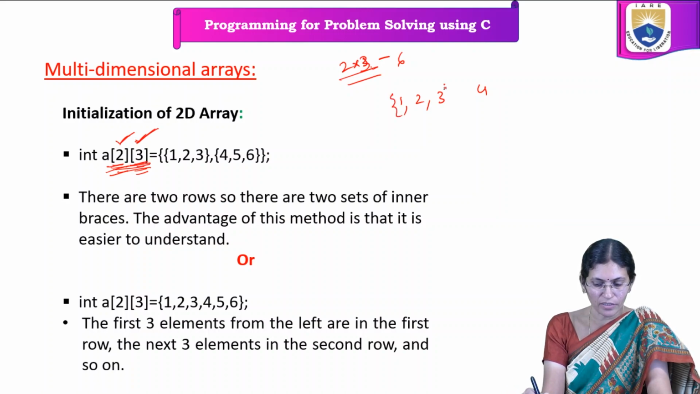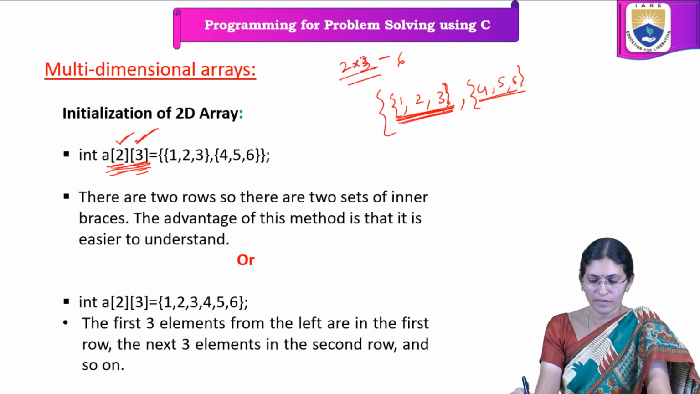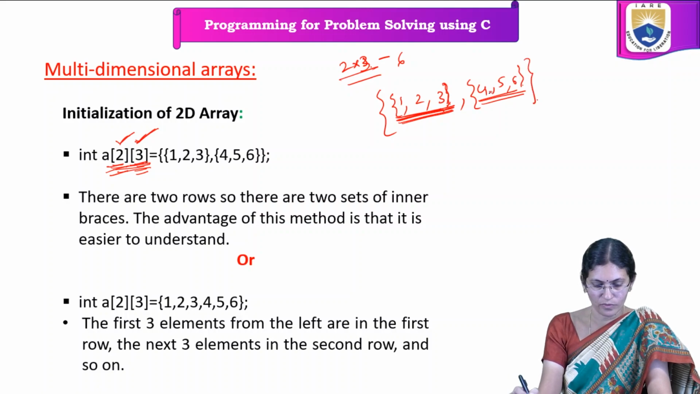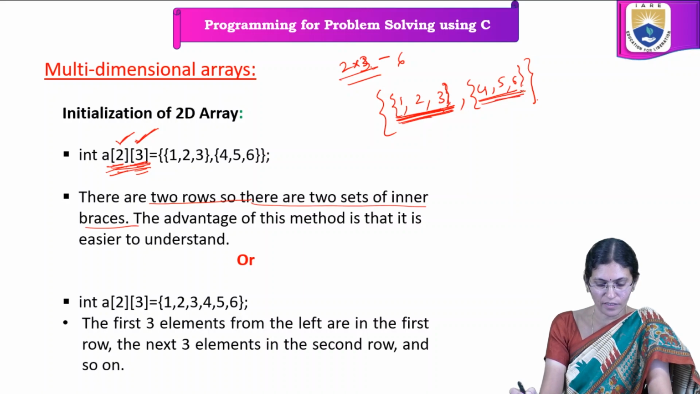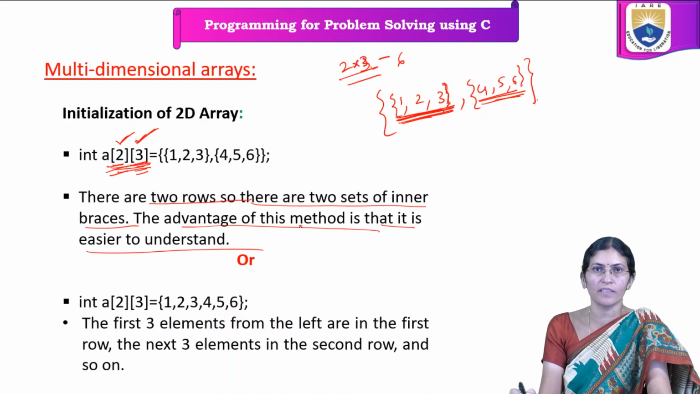So suppose these are the elements of the first single dimensional array and these are the elements of the second single dimensional array. These can be separated by parentheses, or braces you can say. So we have 4, 5 and 6. These are the elements of one single dimensional array and these are the elements of the other. So these are the elements in the first row and these are the elements corresponding to the second row. There are 2 rows, so there are 2 sets of inner braces, as you can see here. This method is advantageous because it is easier to understand.